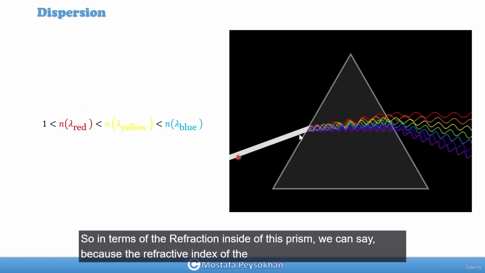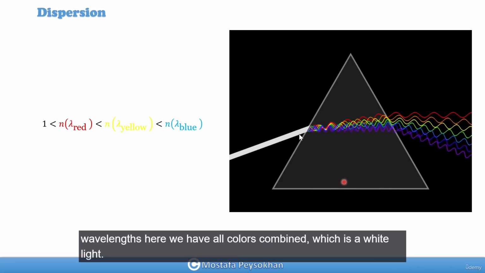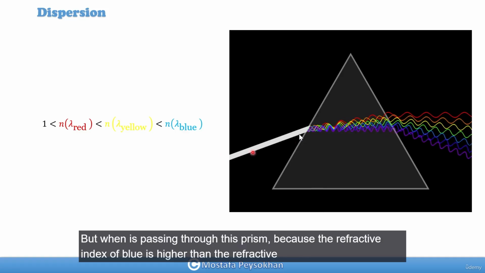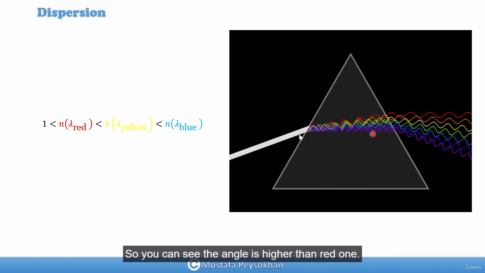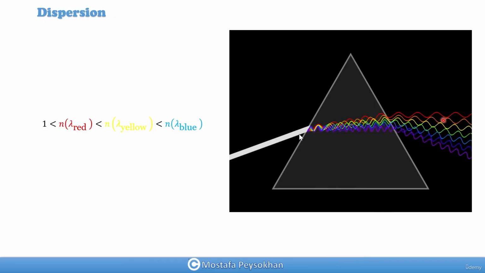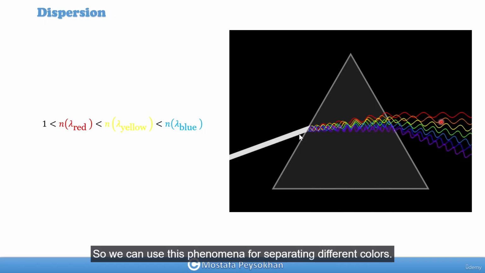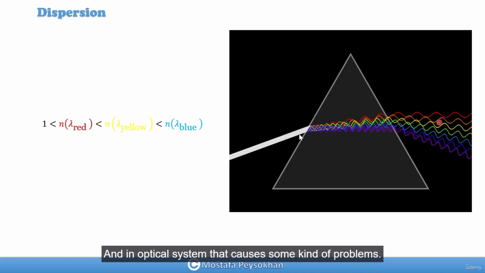So, in terms of the refraction inside of this prism, here we have all colors combined, which is a white light. But when it's passing through this prism, because the refractive index of blue is higher than the refractive index of red, then the blue light refracts more. So you can see the angle is higher than the red one. So we can use this phenomenon for separating different colors. It has some benefits, and in optical systems it causes some kind of problems.